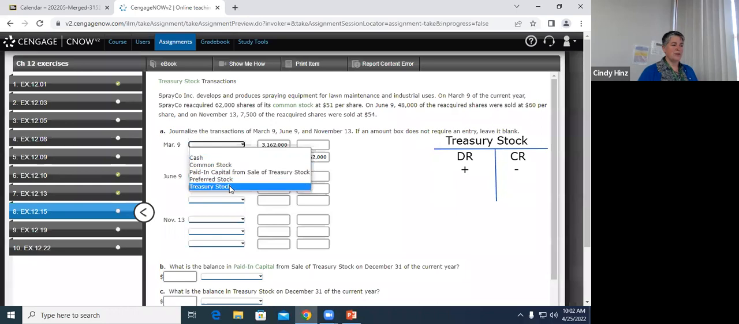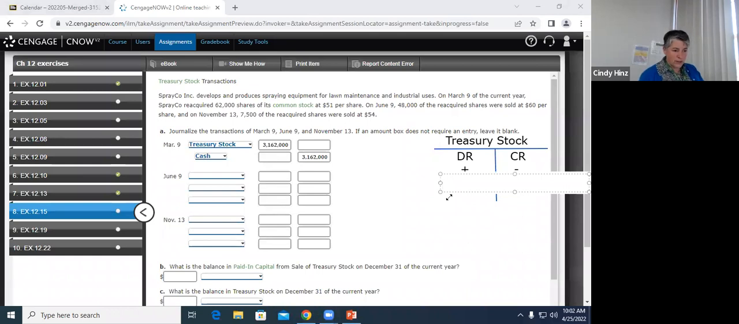That represents the treasury stock. And what did we use to buy it? Cash. So what happened here? We increased our treasury stock account by $3,162,000. That increase to treasury stock decreases our total equity. Our assets went down by $3 million because we spent the cash, and our equity went down by the same $3 million. So we're still in balance. We have less cash, but we also have less equity.